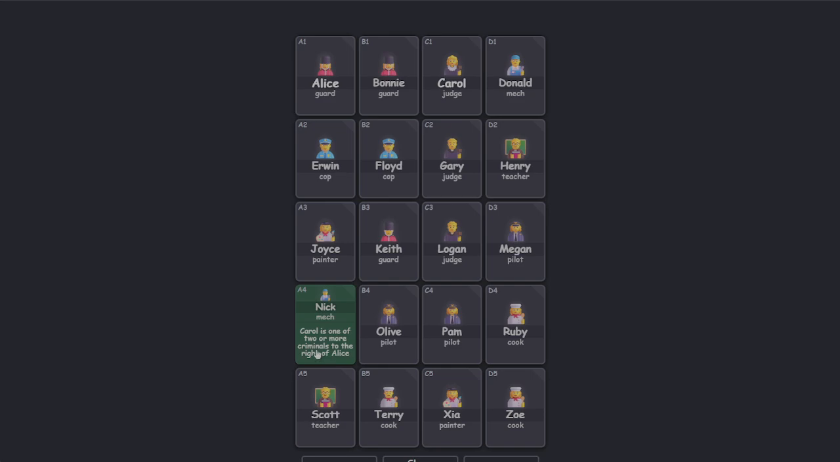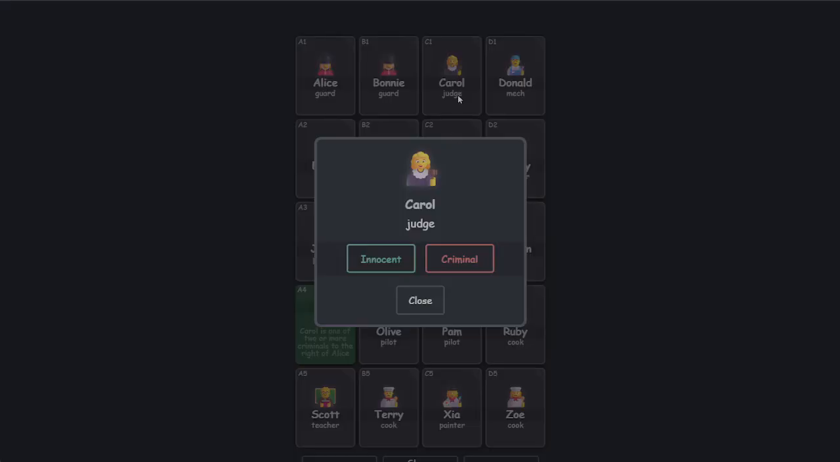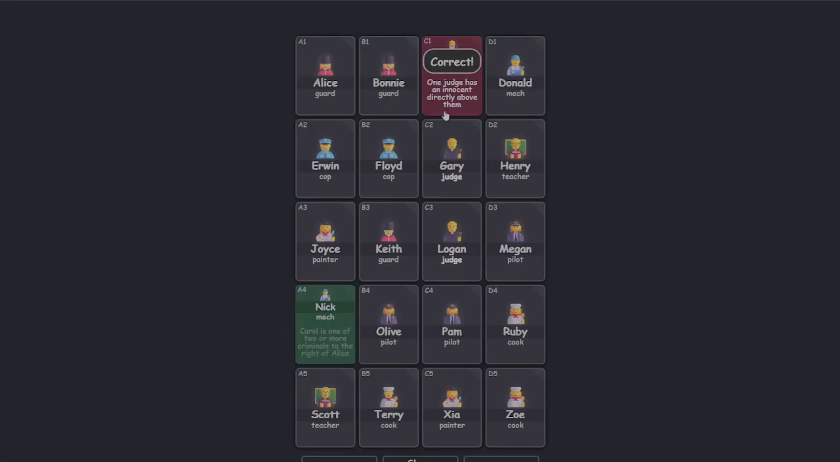First clue is Carol is one of two or more criminals to the right of Alice. Carol is one. Okay, so Alice is going to have two or more criminals, and Carol's one of them. So I don't need that clue anymore, so I'm going to click it, and that fades it out. The only thing I've ever done is the tutorial, so this is why I know this. And I'm going to say she's a criminal. And we got a nice little correct with an exclamation, so we know we're doing okay.